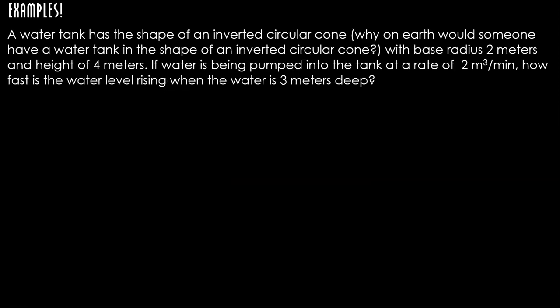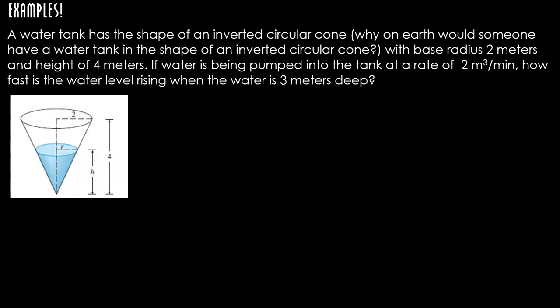A water tank has the shape of an inverted circular cone with a base radius of 2 meters and a height of 4 meters. If the water is being pumped into the tank at a rate of 2 meters cubed per minute, how fast is the water level rising when the water is 3 meters deep? Why would you have an inverted circular cone? It's just so you can do calculus word problems.